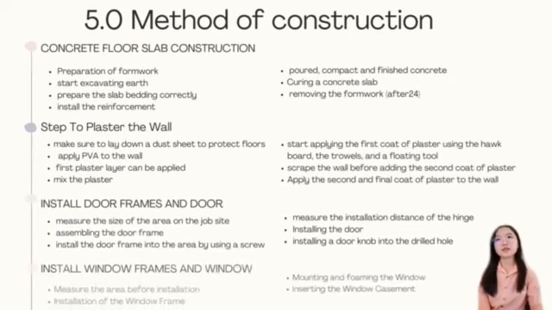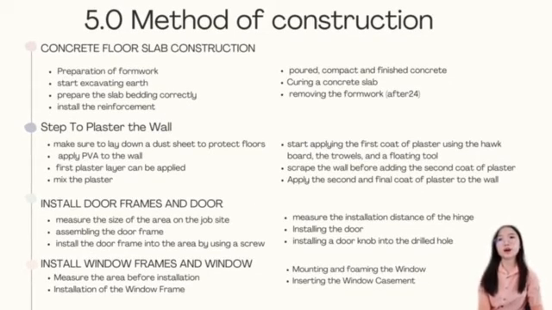Next, we need to install the concrete floor slab construction. The first step is preparation of the formwork. After that, we can start excavating earth. Next, we need to prepare the slab bedding correctly and install the reinforcement. For the next step, we need to pour, compact and finish the concrete, and also cure the concrete slab. The last step is removing the formwork after 24 hours. Next, we need to install the plaster of the woodwork.